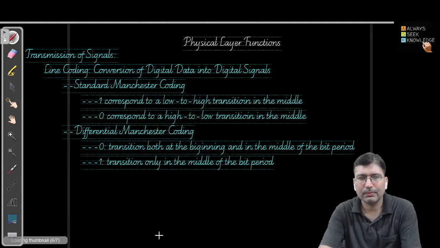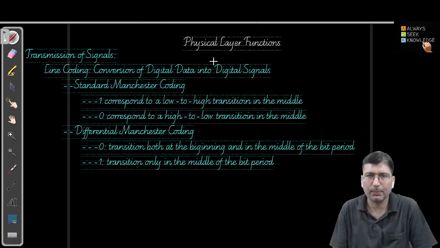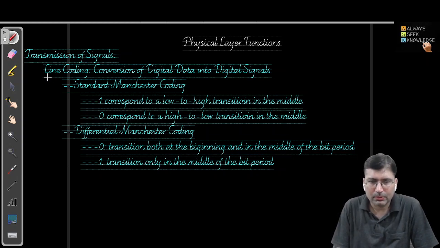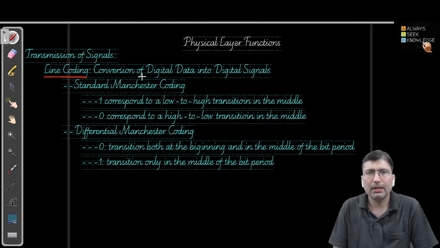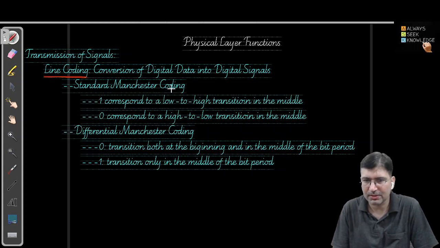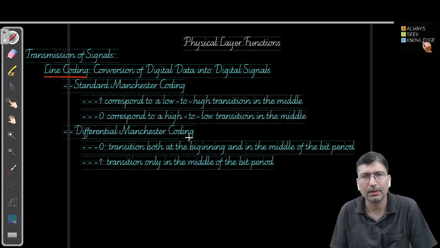So the next property of the physical layer is the transmission of signals. The physical layer also takes care of the transmission of signals, or you can say it deals with line coding. For line coding there are different methods, but generally in the GATE exam, they ask about two types of encoding methods: standard Manchester coding and differential Manchester coding.